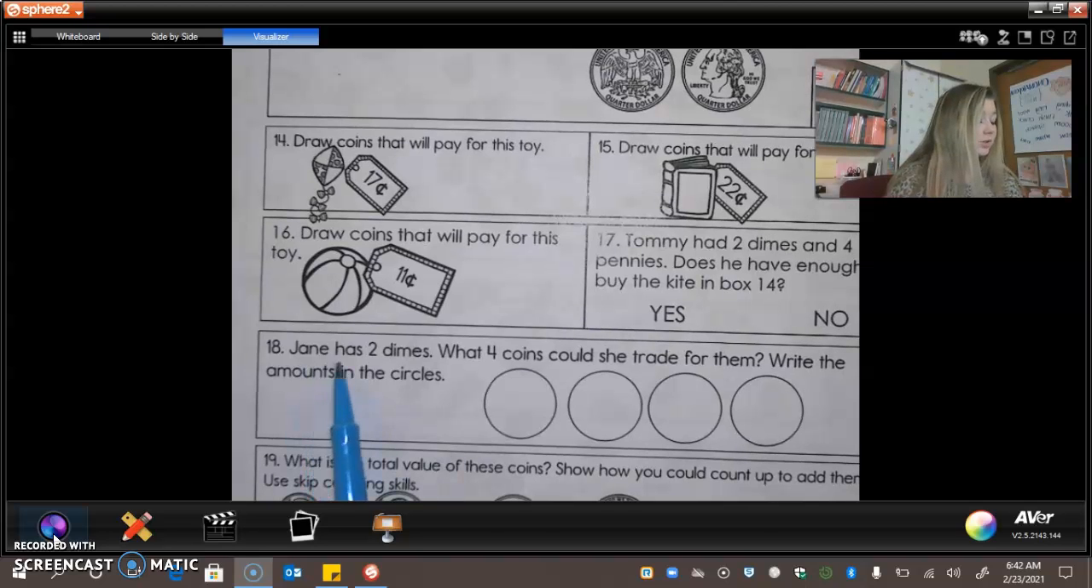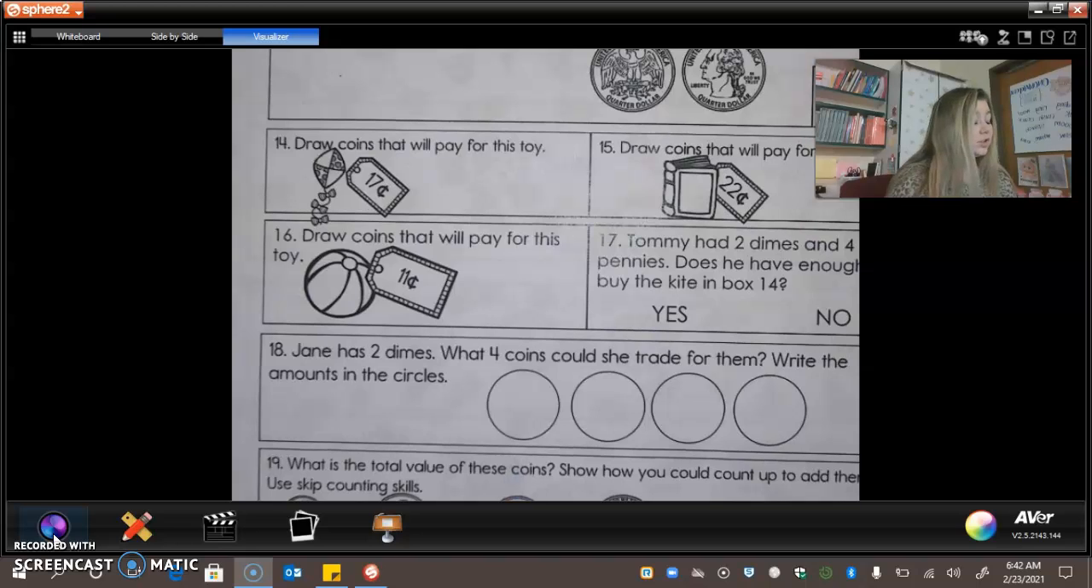Jane has 2 dimes. What 4 coins could she trade them for? Write the amounts in the circles. So she has 2 dimes. So figure out how much 2 dimes is worth. And then what 4 coins should she make the same amount as 2 dimes? And write them in the circle.